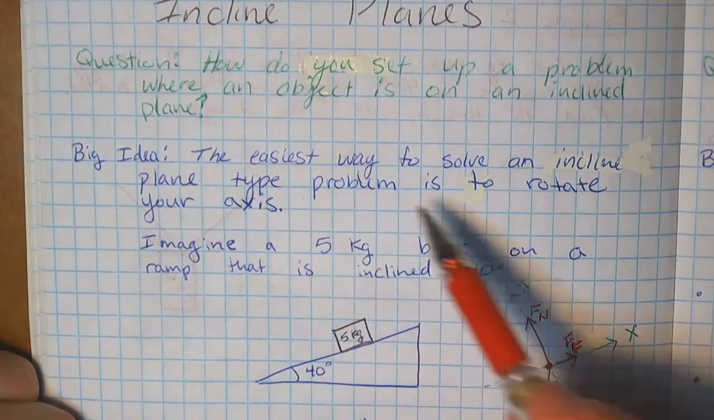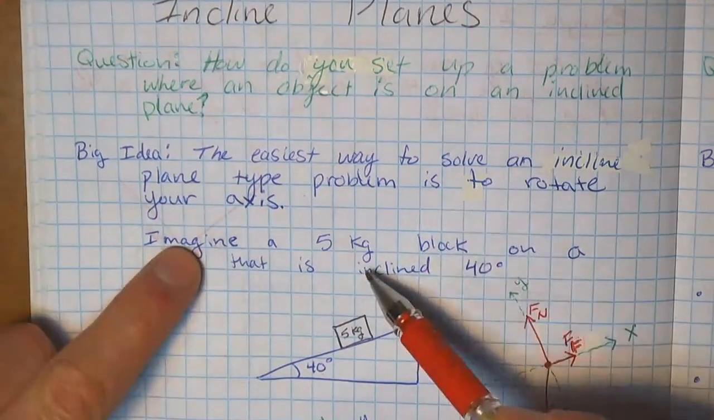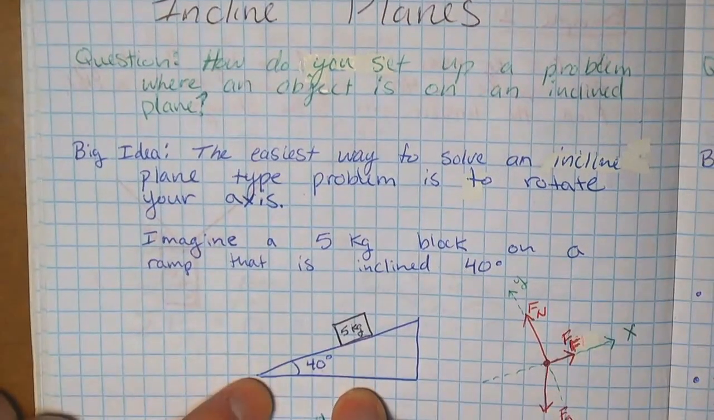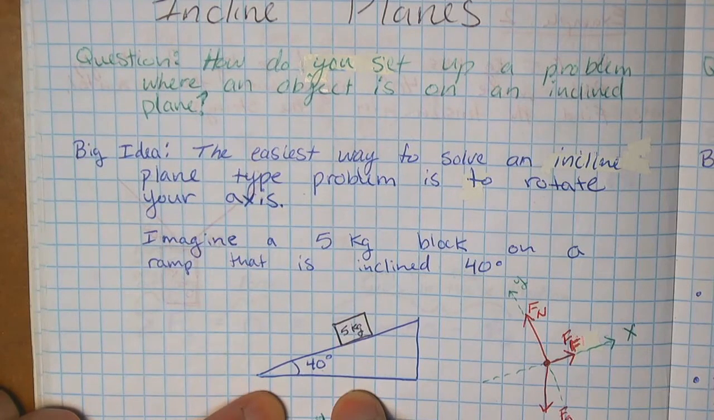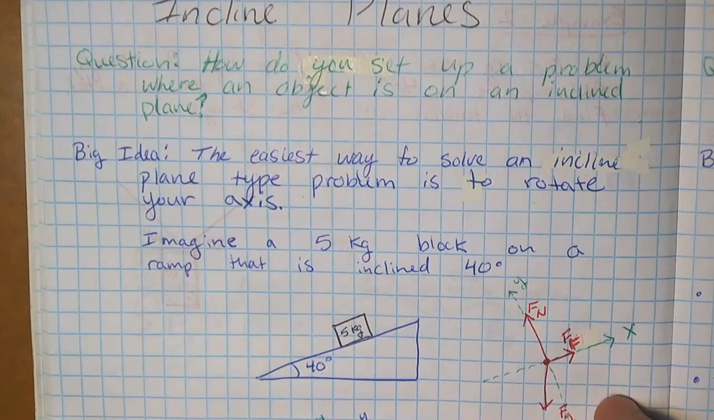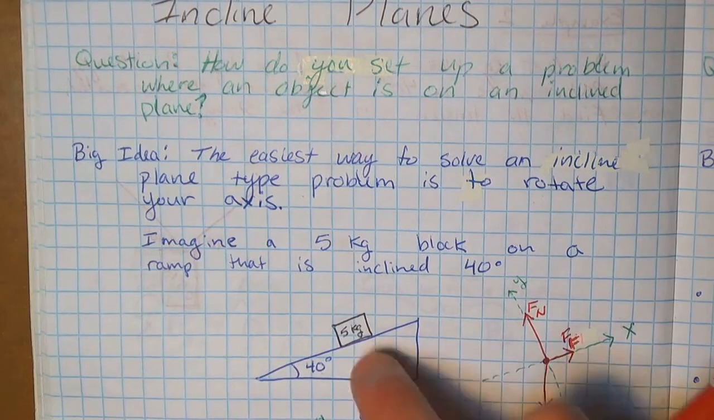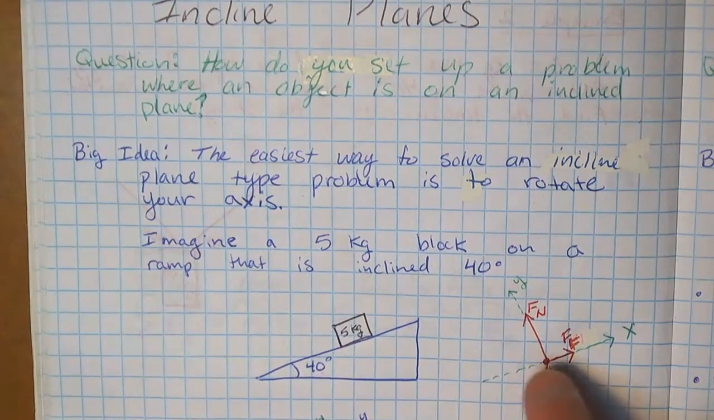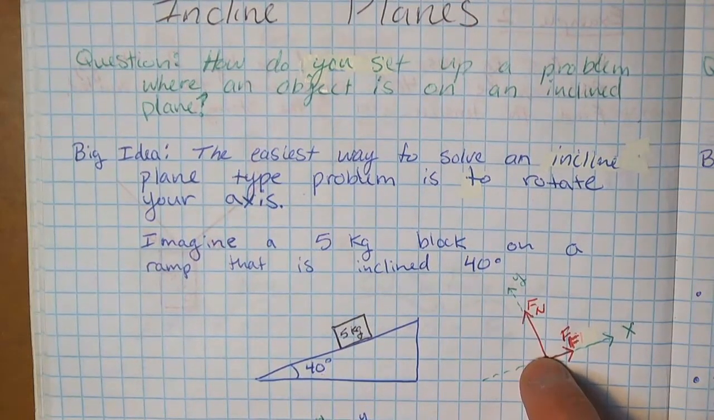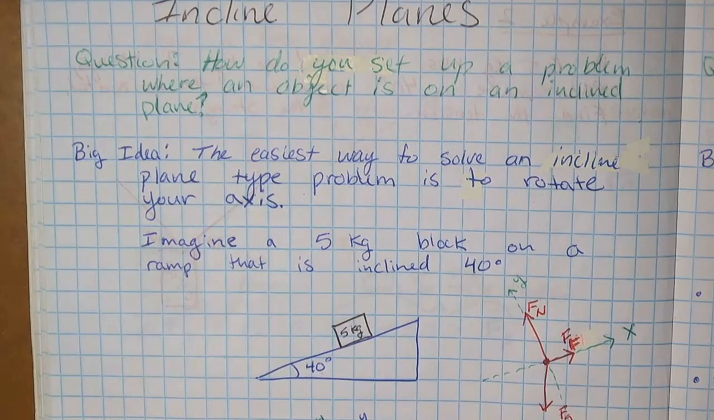So the easiest way to solve an inclined plane problem is to rotate your axes. Imagine we have a 5 kilogram block on a ramp that is inclined 40 degrees. Here's the diagram of what that situation might look like, and here is what our force diagram would look like. We have gravity straight down. The block is touching the ramp, so the ramp applies a normal force perpendicular to it, which puts it at a bit of an angle. And we have the force of friction, which is parallel to the surface and directed opposite, up the hill.